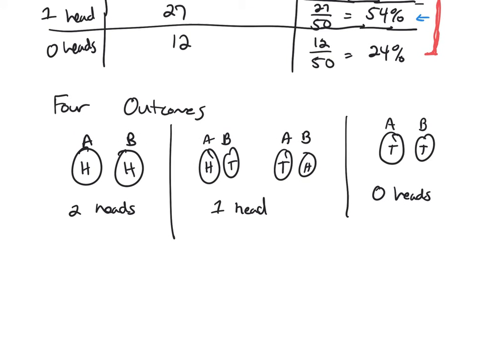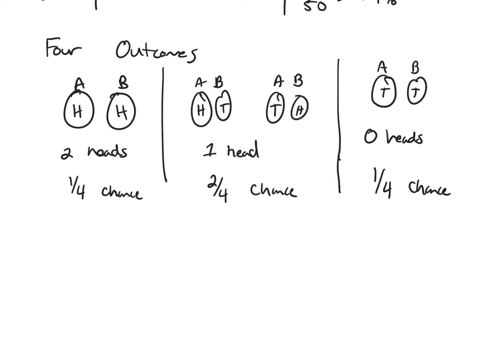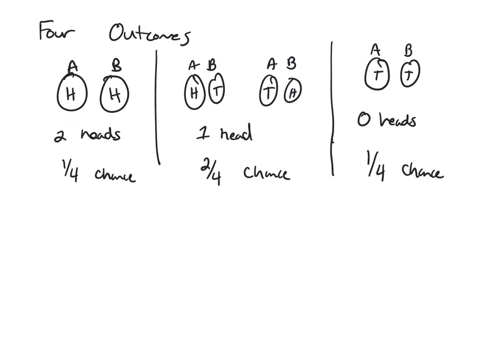And so 2 heads occurs 1 out of the 4 times, so there's a 1 in 4 chance. For 1 head there are 2 different outcomes, so there's a 2 out of 4 chance, or 50%. For 0 heads, there was 1 way to do that out of 4, so there's a 1/4 chance. So these numbers match up again with what we actually observed. Our experimental values were pretty close to these if you convert these into percentages.